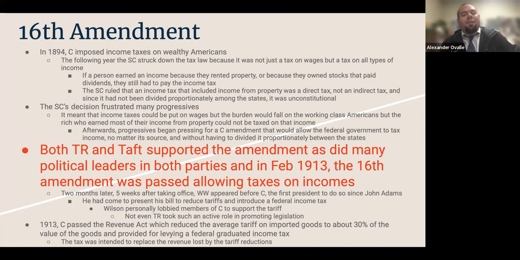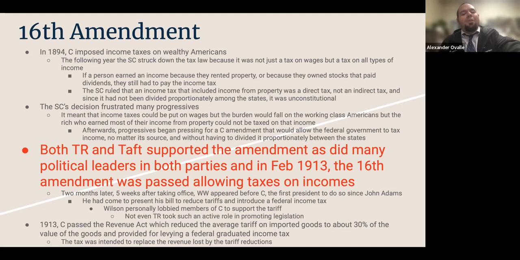Two months later, 5 weeks after taking office, Woodrow Wilson appeared before Congress. The first president, I cannot stress this enough, the first president to do so since John Adams. John Adams? Wait. That was the second president. So you're telling me for over 100 years, no president has spoken before Congress? That's crazy.